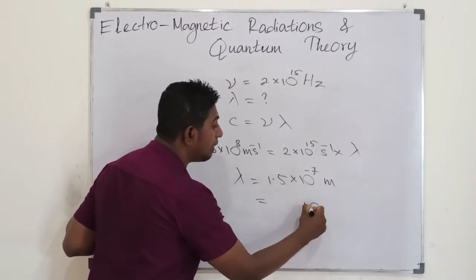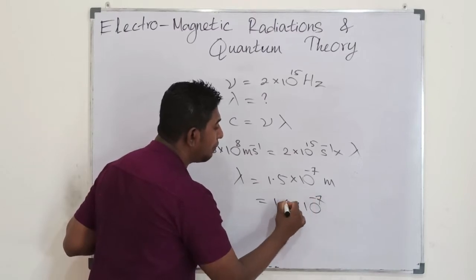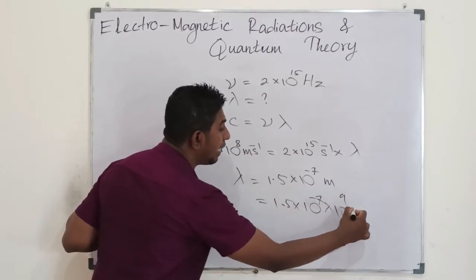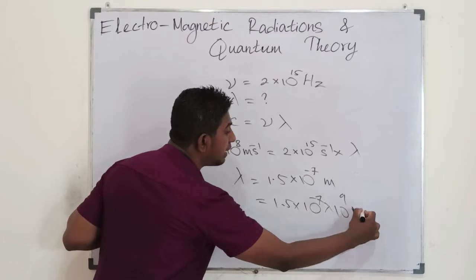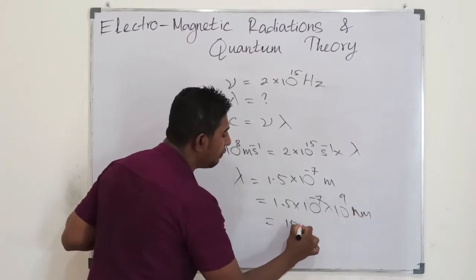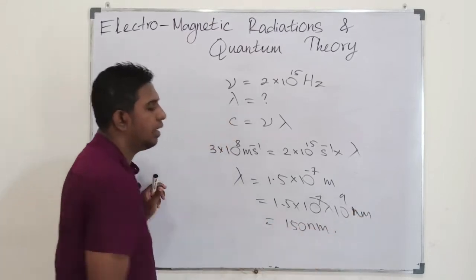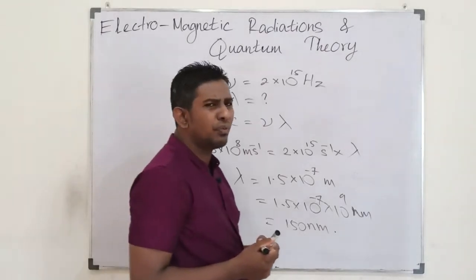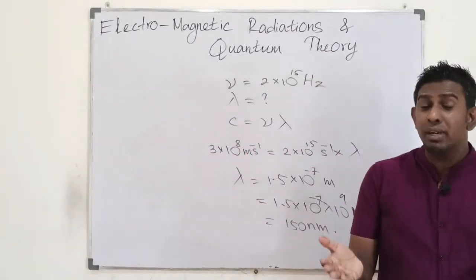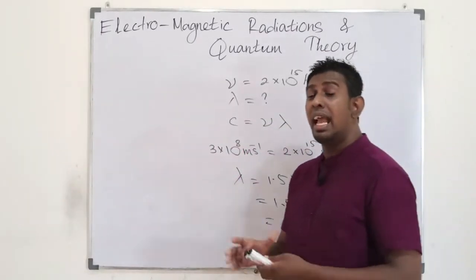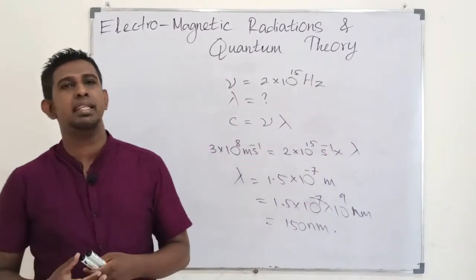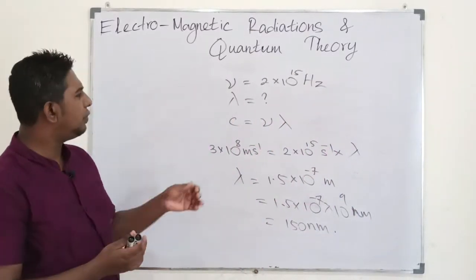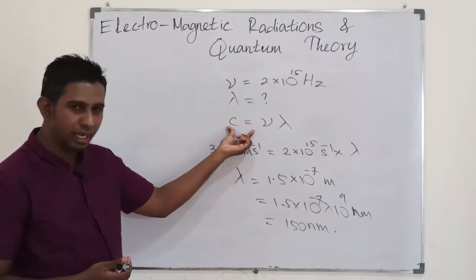Multiplying this 10 to the power minus 7, 1.5 into 10 to the power plus 9, it's in nanometers, so it is 150 nanometers. In that way, you could find out the wavelength when the frequency is given, and the frequency when the wavelength is given.